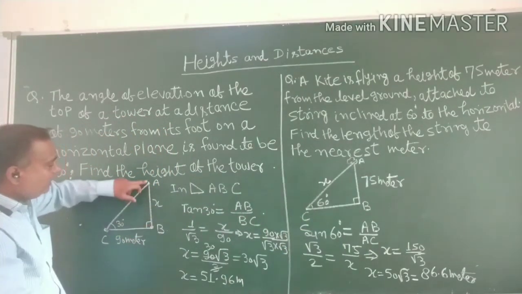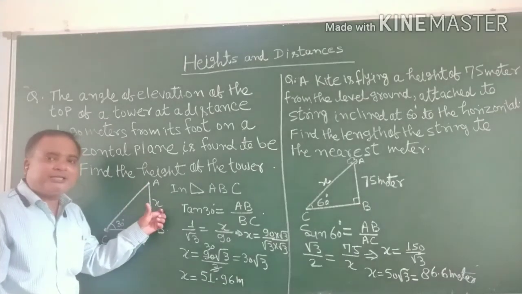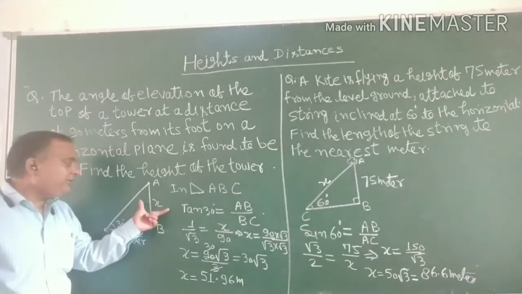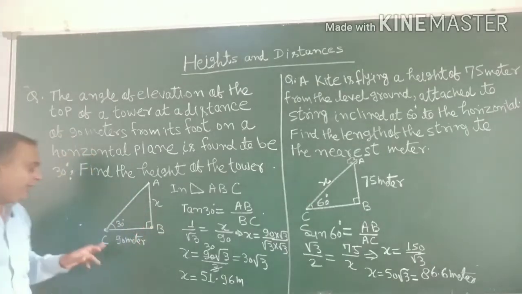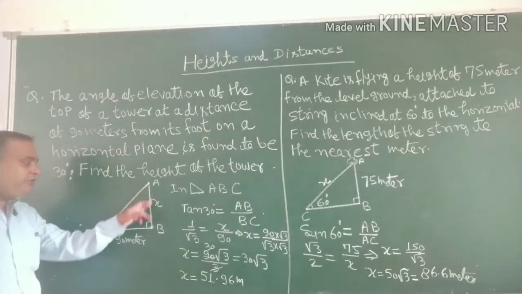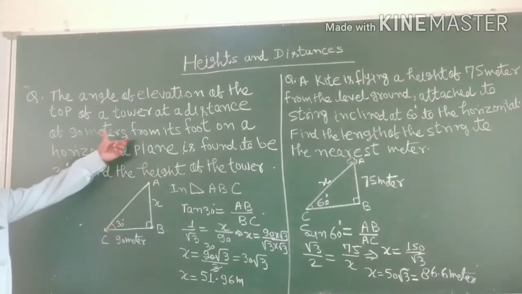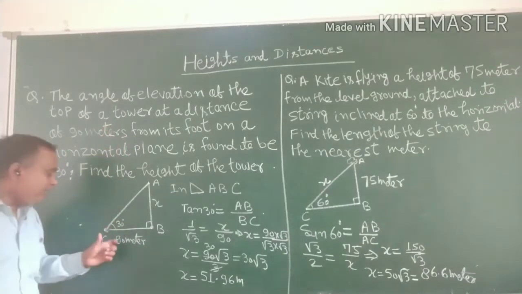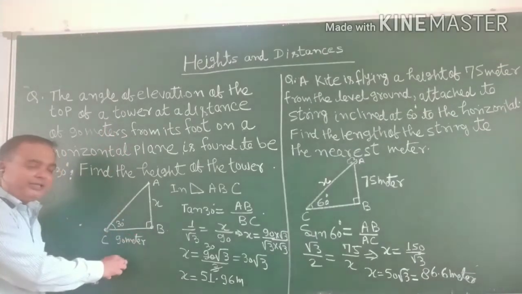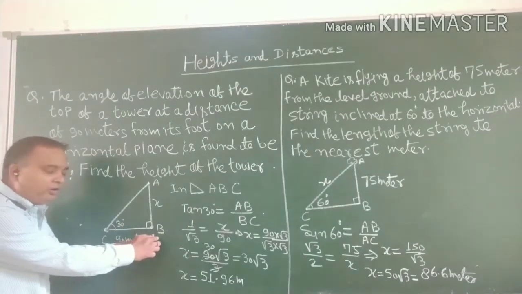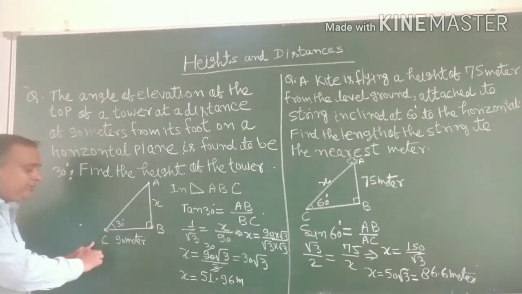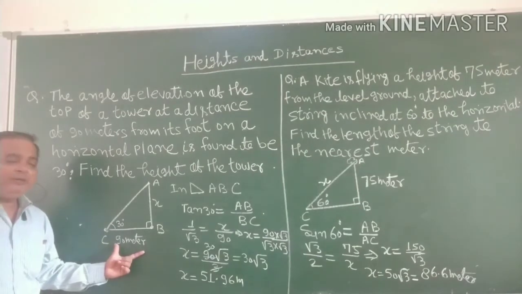So in case AB, we can say x that is the height, or we can say that is the perpendicular also. Now what is BC? In case of right angle triangle, we can say BC that is the base, or in case of this question we can say that BC that is the distance between the foot of the tower to a point C, and it is given 90 meter.